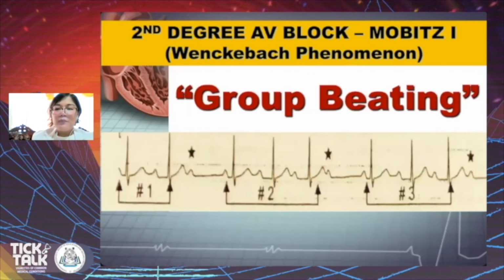So group beating basically means that if you eyeball or if you get to see the ECG tracing of patients with second degree AV block, it would appear as if certain groups of QRS complexes are lumped together because they're interspaced between the actual drop beat or spaces produced by the drop beat. So this is what we call grouped or group beating.